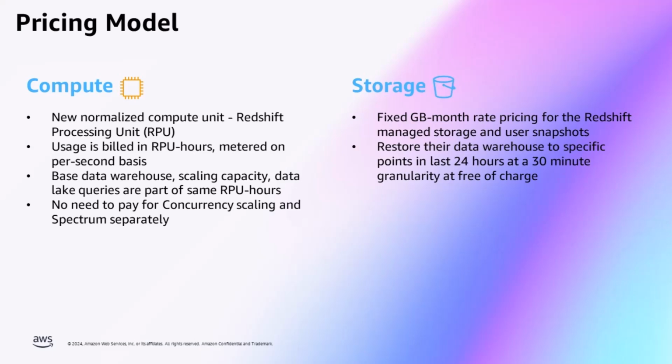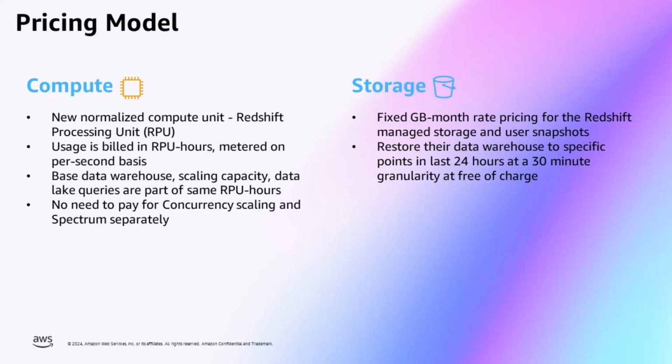Compute capacity is measured in RPUs, that is Redshift processing units, and you pay for the capacity for the workload duration on a per second basis. Serverless automates the capacity management by making the right sizing decision and scales the capacity elastically and automatically based on the workloads. One RPU has 16 GB of memory with corresponding CPU and networking.